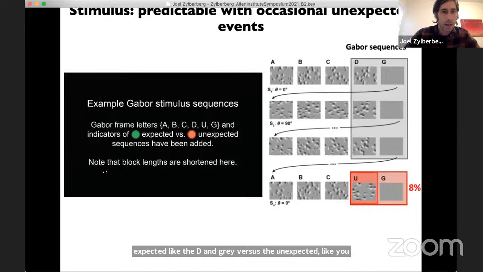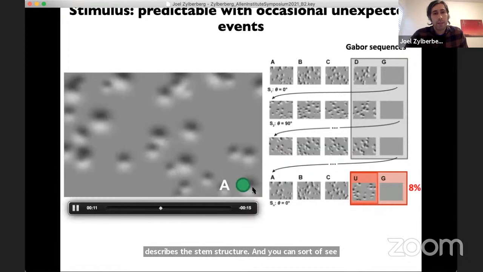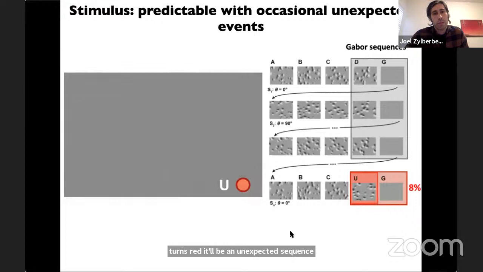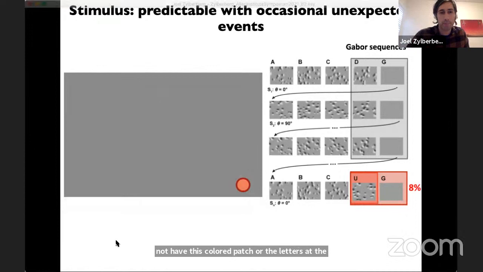This is what those look like. I'm just going to jump ahead a bit because there's this header that sort of describes the stim structure. And you can sort of see what it looks like. So A, B, C, D, gray. When this thing turns red, it'll be an unexpected sequence. And you'll see then the orientation switches by 90 degrees at the end. The stimuli the animals see do not have this colored patch or the letters at the bottom. That's just there to help cue you to what's going on.